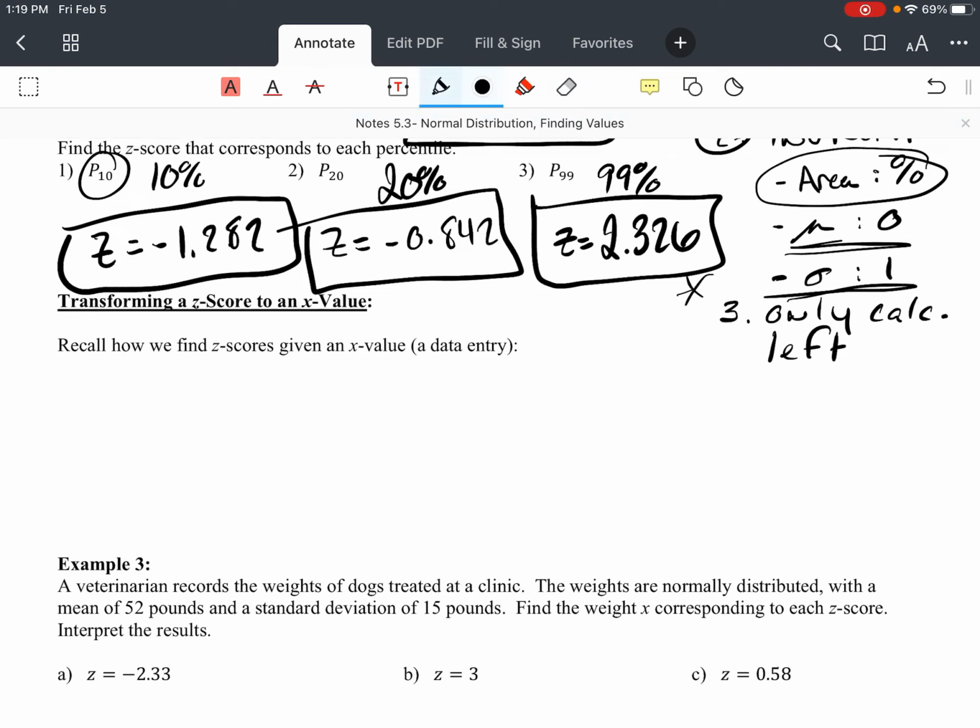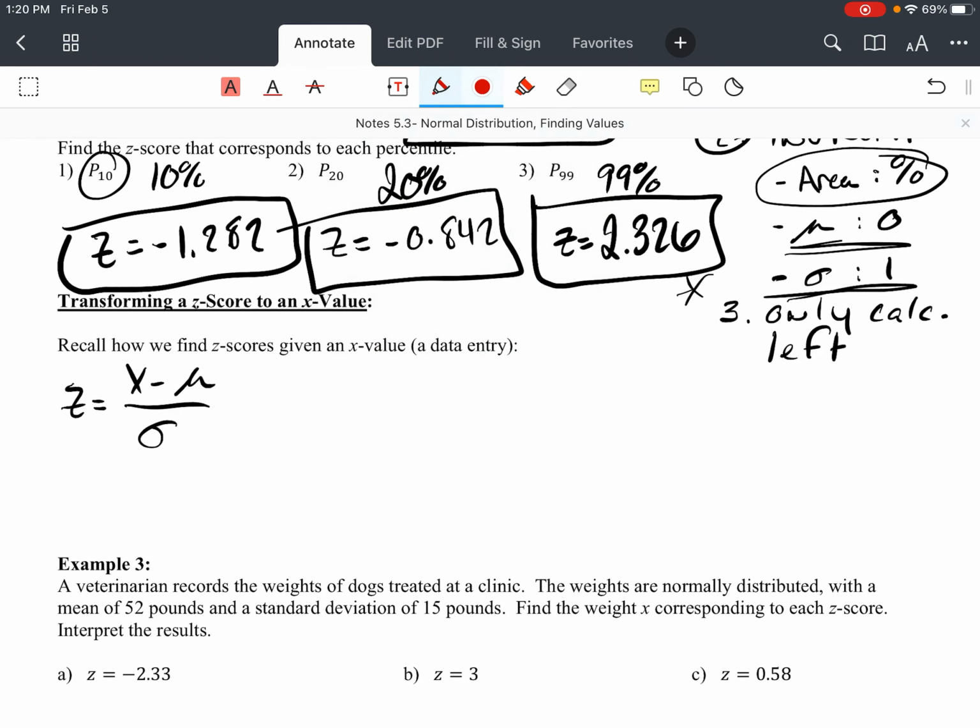Now, down here, we're going to talk about transforming a z-score back into an x value. So something you do need to remember is that to calculate a z-score, it's simply x minus the mean divided by the standard deviation. Again, this is one of those things that you absolutely need to have memorized in order to have success in this chapter.